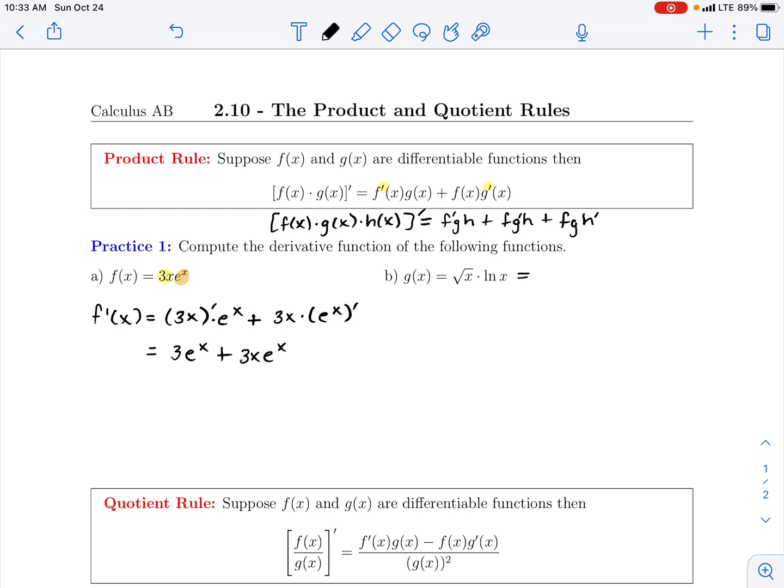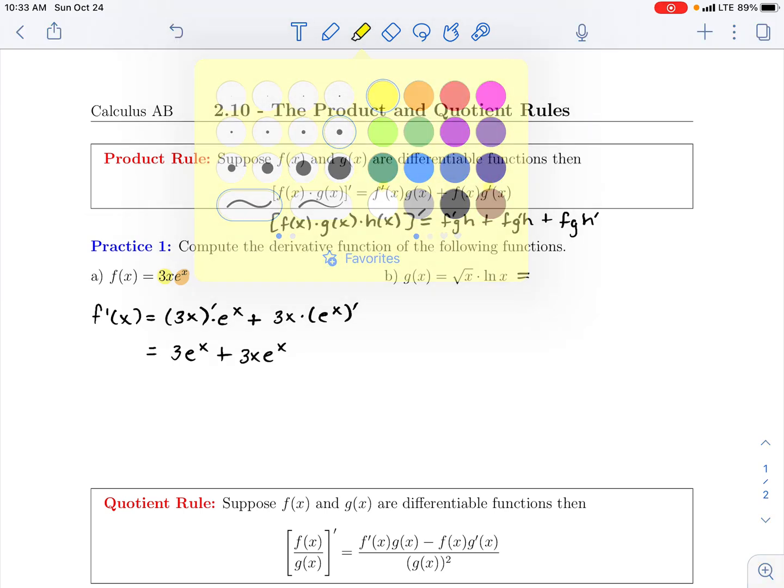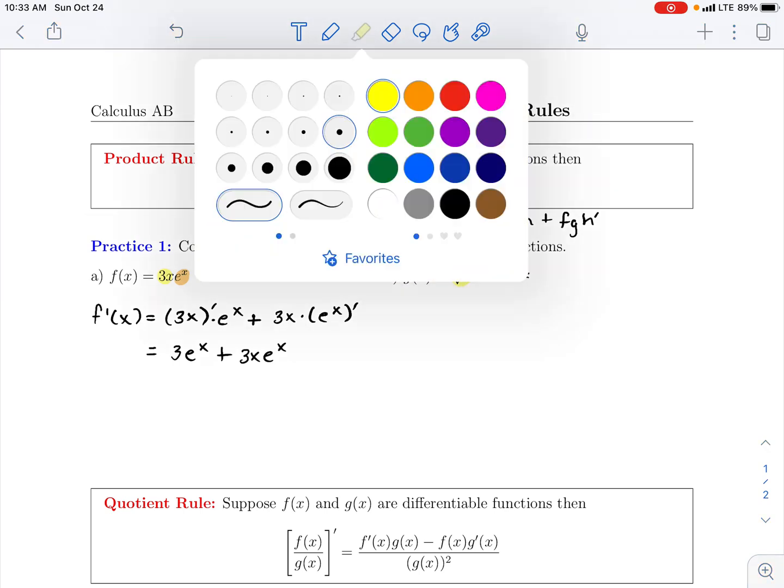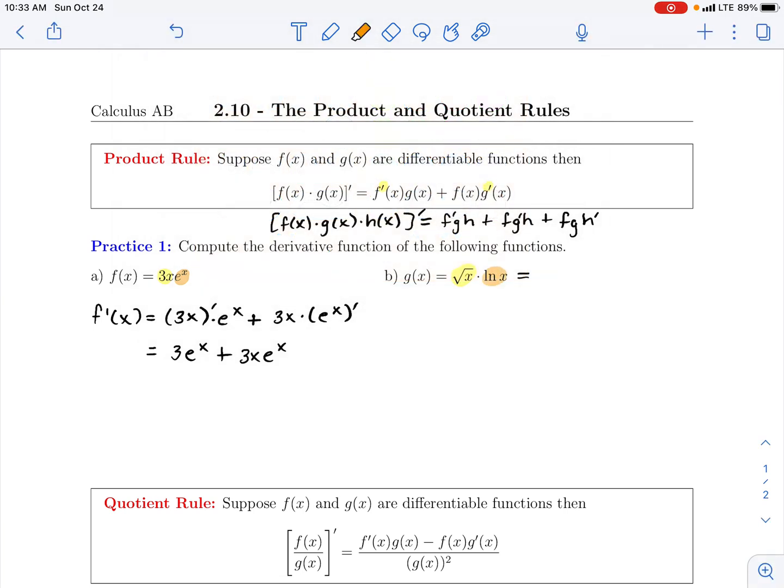Now with something like this, throwing it back more to previous sections, I need to recognize, of course, that this is in fact a product of two functions, but I just want to make sure you understand that we need to rewrite the square root of x as x to a power, because we don't have any specific rules for the square root of x. All right, so we do need to rewrite this as x to the 1/2 times ln of x.